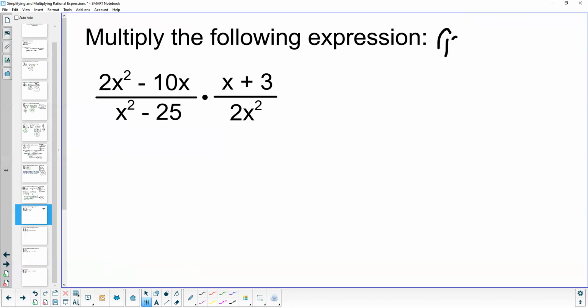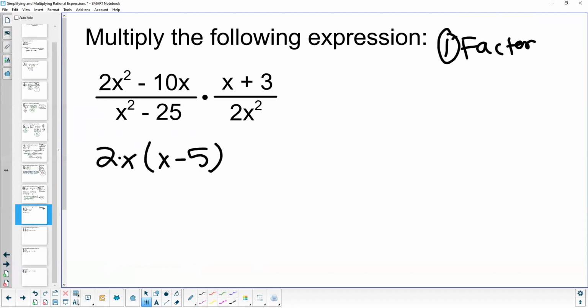So remember, step 1 is to factor. And so we want to factor this out as much as we can. So again, we're going to factor on top here. On top, I have a common factor of 2x. And we end up with an x minus 5 on the inside. Remember that 2 and the x are actually separate because there's a greatest common factor of 2 and a common factor of x.